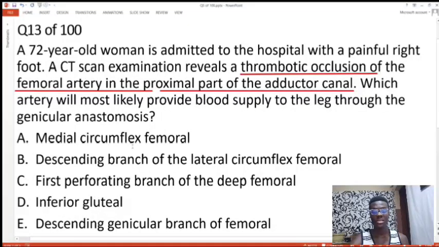Option A is the medial circumflex femoral artery. Option B is the descending branch of the lateral circumflex femoral. Option C is the first perforating branch of the deep femoral, option D the inferior gluteal, and option E the descending genicular branch of the femoral artery.